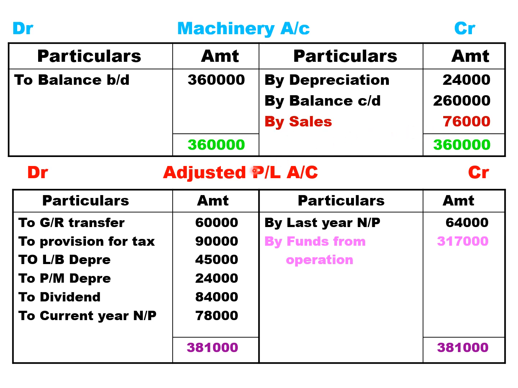Next, adjusted P&L account as discussed earlier. General reserve transfer, in the balance sheet we discussed 60,000. Provision for tax which we found in provision for tax account 90,000. Depreciation on land and building 45,000. Depreciation of plant and machinery 24,000 given in adjustment number 4. Then we have paid dividend 84,000 given in adjustment number 1. Then current year net profit, then last year net profit, you get FFO, funds from operation, 3,17,000.